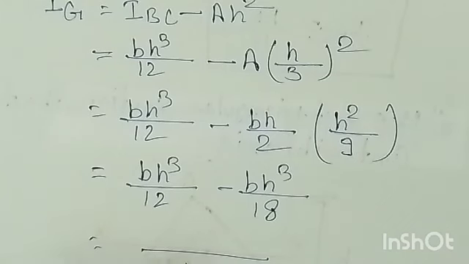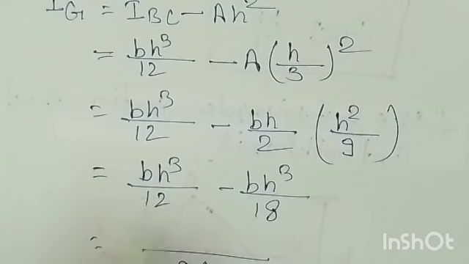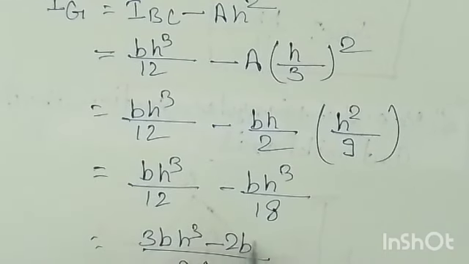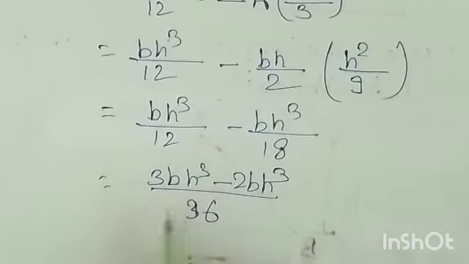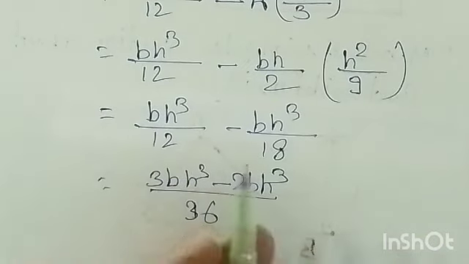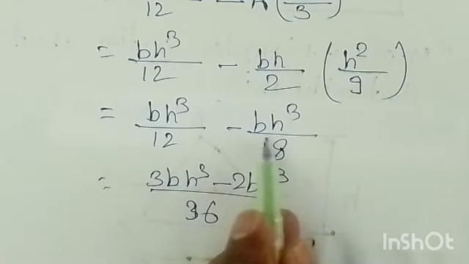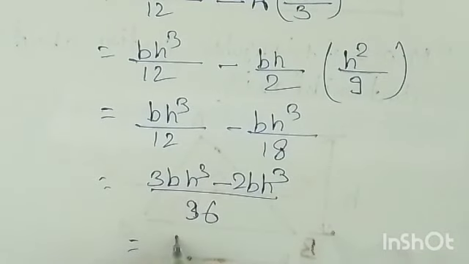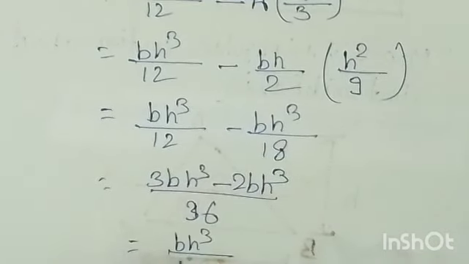So its LCM will be 36. 12 into 3 is a 3BH cube minus 2BH cube, right? So 3 minus 2 is 1. Sorry, its LCM is 36. So we'll simplify: 12 times 3 is 36, so 3 is multiplied with this, and 18 times 2 is 36, so 2 is multiplied with this. So this is like that. It means that this will be BH cube by 36.